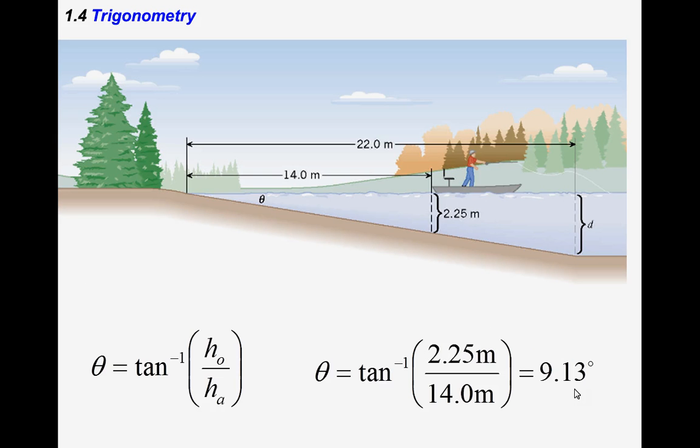So in this case we have this fisherman, and we're figuring out the angle for the shore as it drops away into deeper water. I guess we're assuming it's a steady decline. If we know that it's 14 meters over, adjacent, and 2.25 meters deep, we can do inverse tangent of opposite over adjacent and figure out the angle that it sloped down, 9.13 degrees. Again, not a great example, just something.